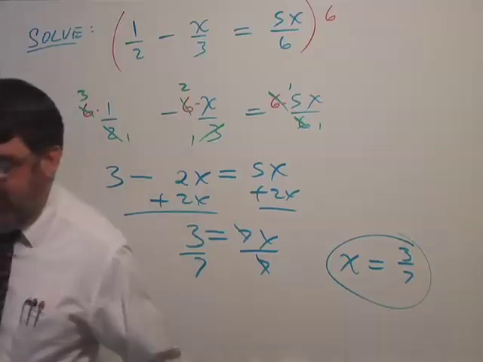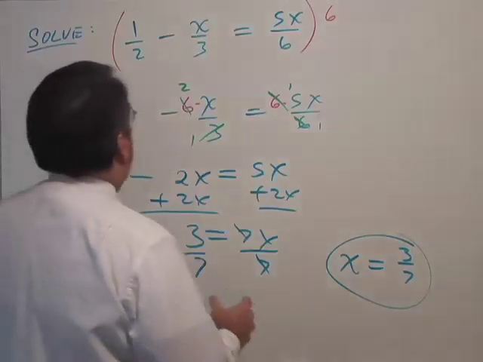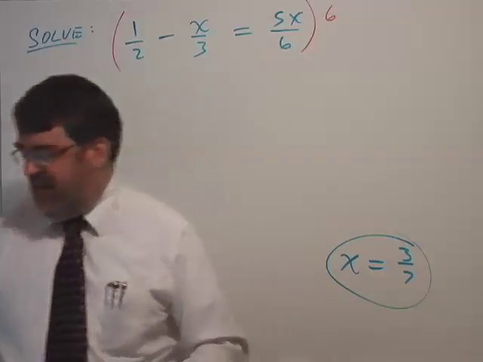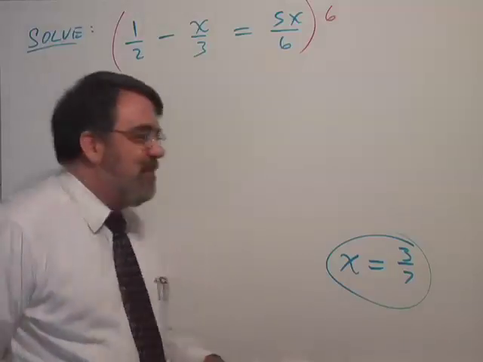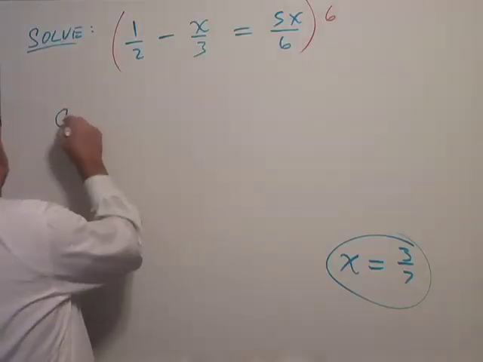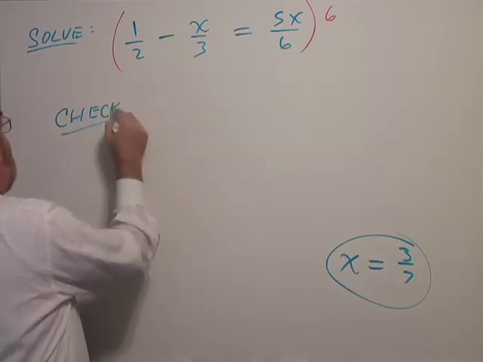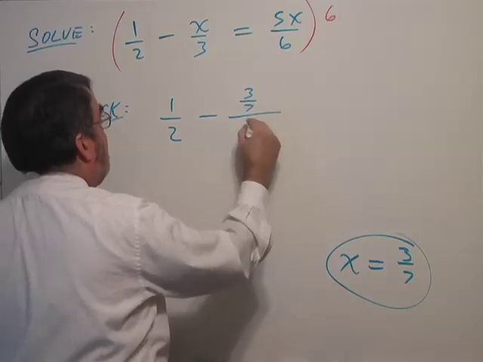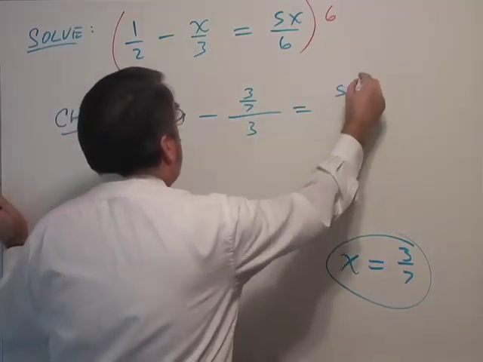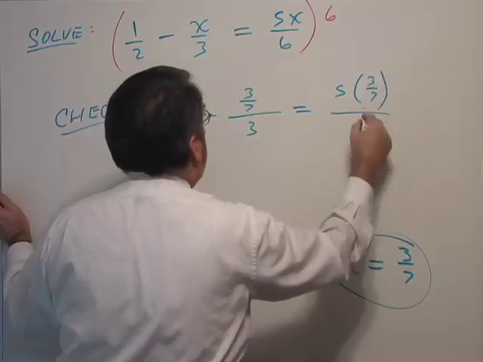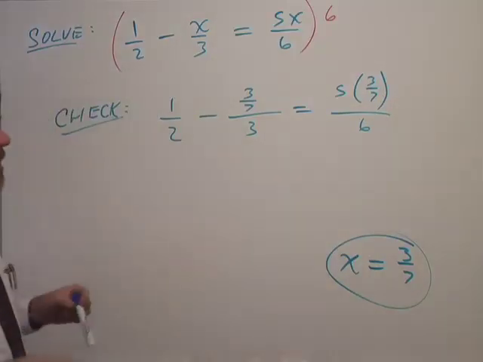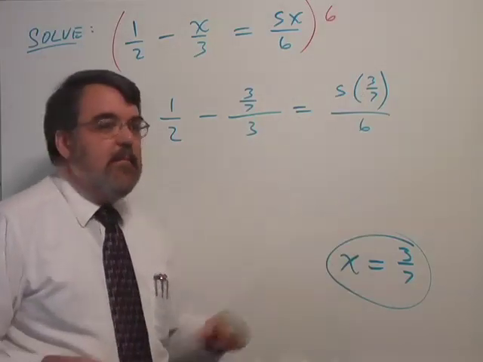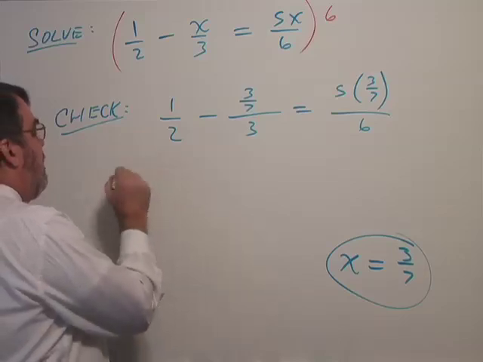And why don't we just show one more check here? I'll go ahead and check this while we have it up here, so you can see a little more practice with fractions in case you need it. To check it, I'm going to plug in 3/7. So I have 3/7 divided by 3 equals 5 times 3/7 over 6. It's a little awkward because we have some complex fractions here. Let's write it this way.